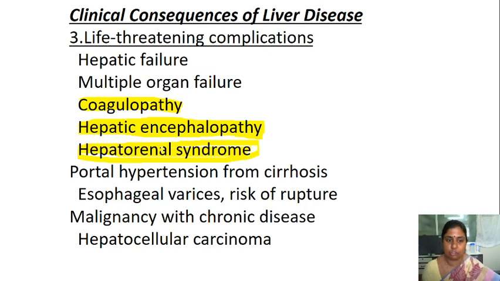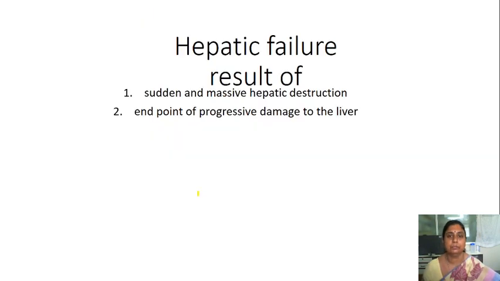As such, there is no intrinsic renal disease, but the kidney is getting shut down because of the changes in the hemodynamics and changes in the hormonal balance in the body because of the hepatic disease. These are the three very acute problems which a patient can die of. And the fourth one is a ruptured esophageal varix. Now coming to hepatic failure. What is hepatic failure due to? Sudden and massive hepatic destruction, or it is an end point of progressive damage like in cirrhosis.